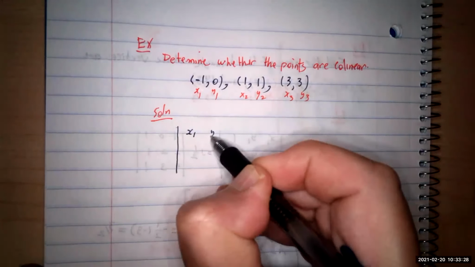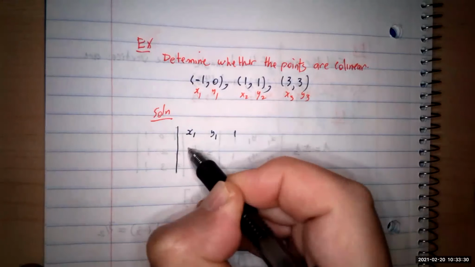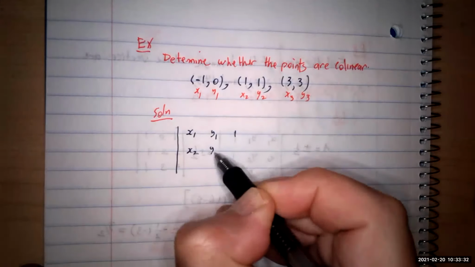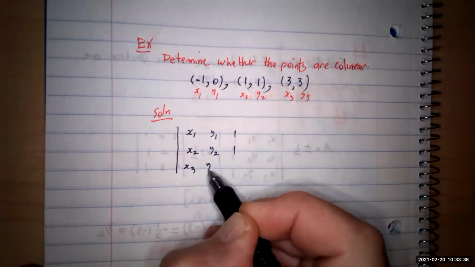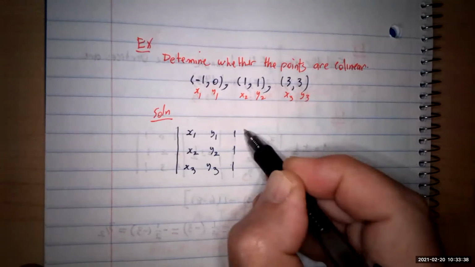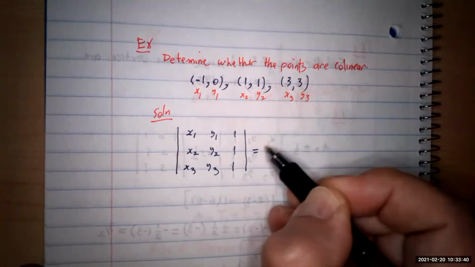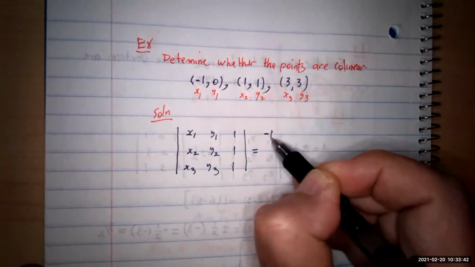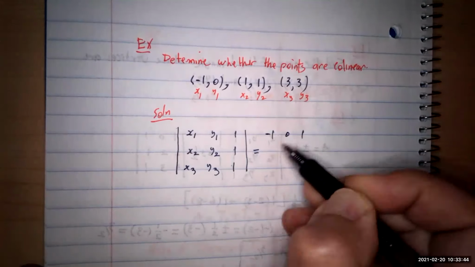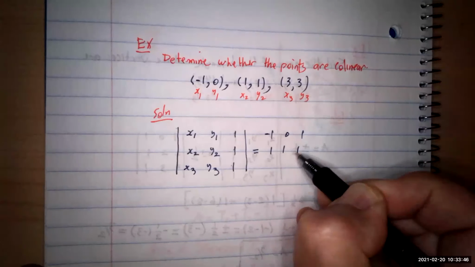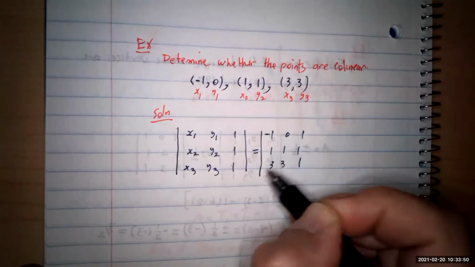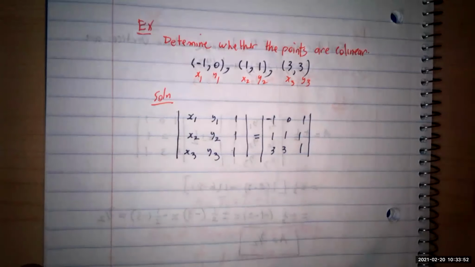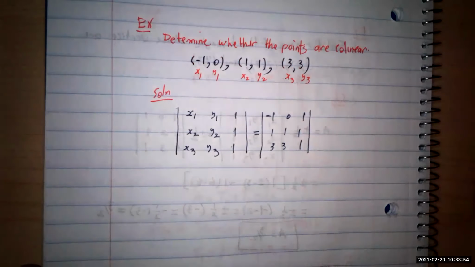x1, y1, 1, x2, y2, 1, x3, y3, 1. Substitute, simplify. It's -1, 0, 1, 1, 1, 1, 3, 3, 1. Find this determinant. If it is 0, the answer is yes. If it's not, the answer is no.